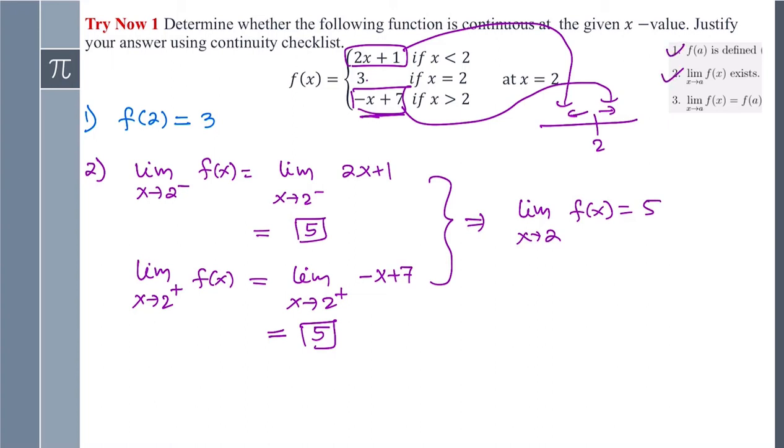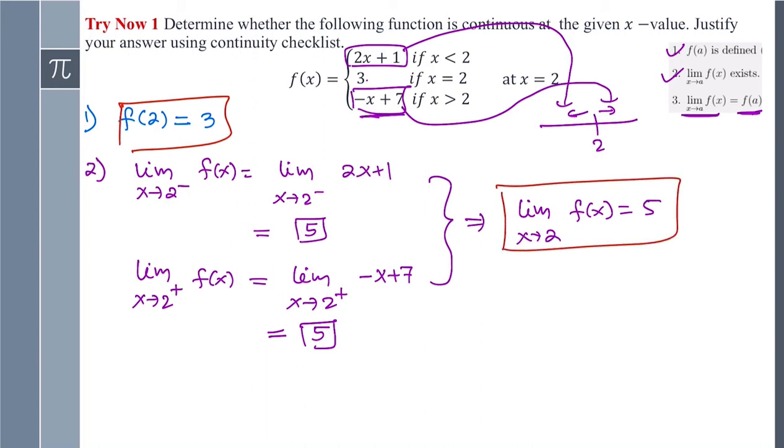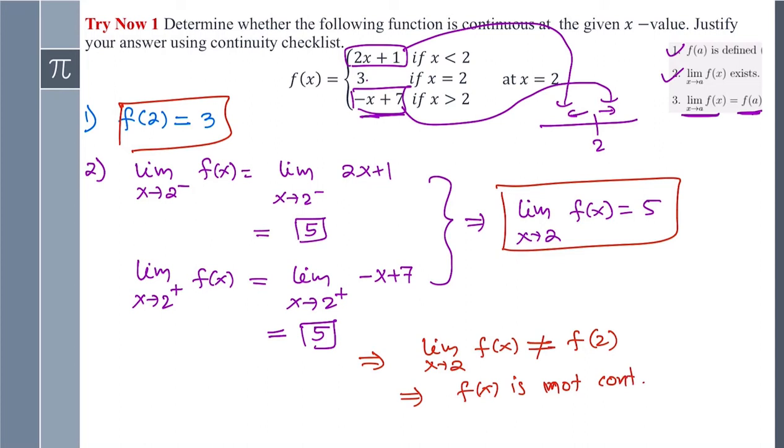Now let's go ahead and check the third condition. So the limit must be equal to the value of the function for the function to be continuous. But here, the value of the function is 3 and the limit is 5. So this implies that limit as x approaches 2 of f of x is not equal to f of 2, which says that f of x is not continuous at x equals 2.